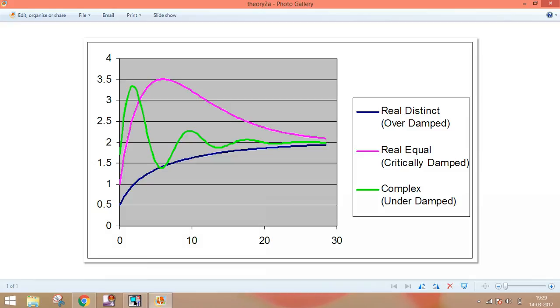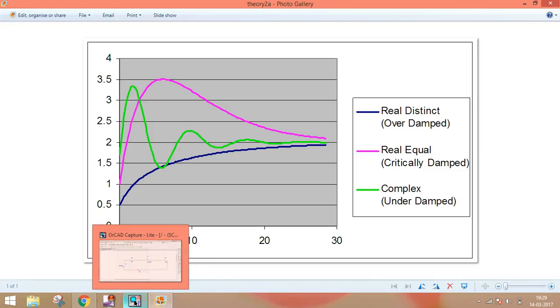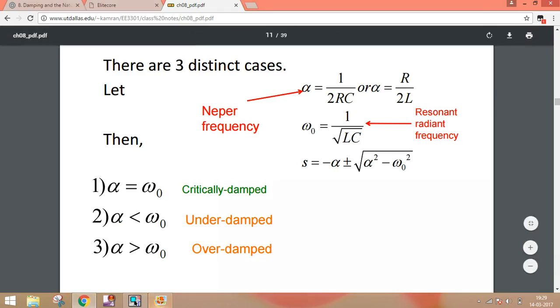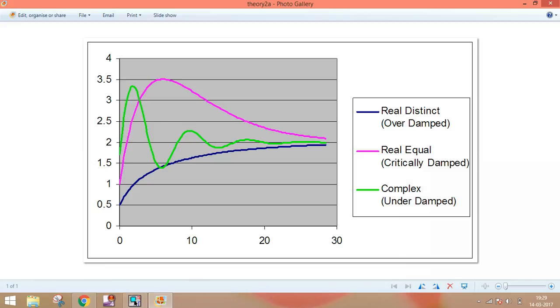When critically damped the roots are real and equal. When overdamped, the roots are real and distinct, and when underdamped the roots are complex. Here the roots are equal, and here the roots are real but different, each differing from the other. You can see the graphs of critically damped, overdamped and underdamped. We wish to get these graphs after our simulation.